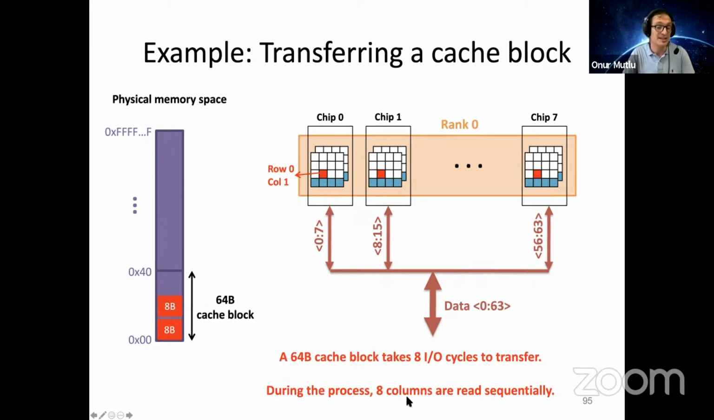And during the process, 8 columns, each of which is 8 bits in each chip, are read sequentially. And 8 chips are involved, basically. So each chip provides 8 bits. Concurrently, 8 chips provide 64 bits in one I/O cycle, one bus cycle. And then 8 consecutive cycles provide 64 bits per cycle. As a result, you get 64 bytes of a cache block out.